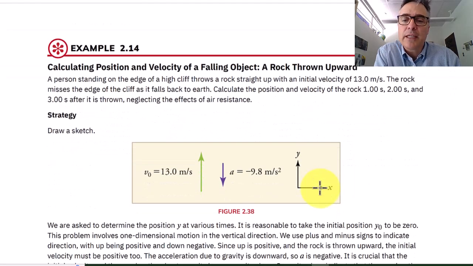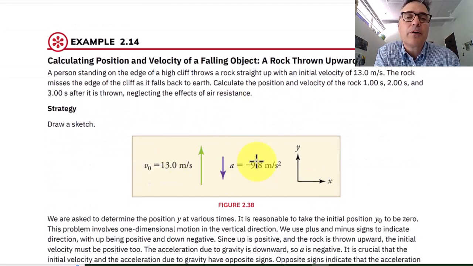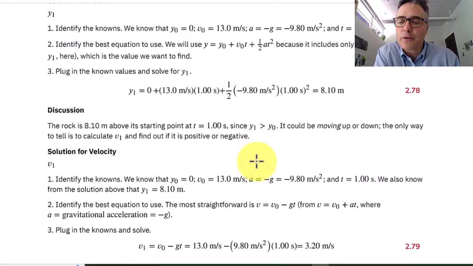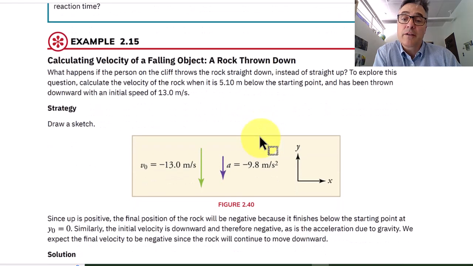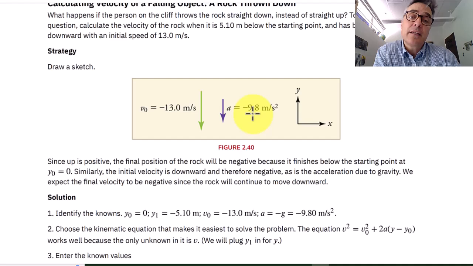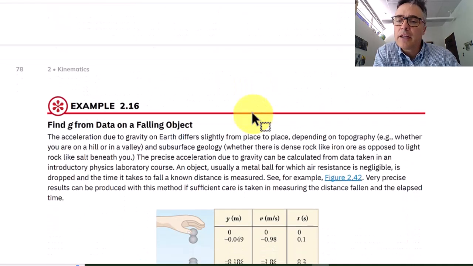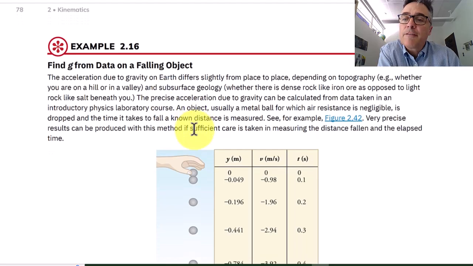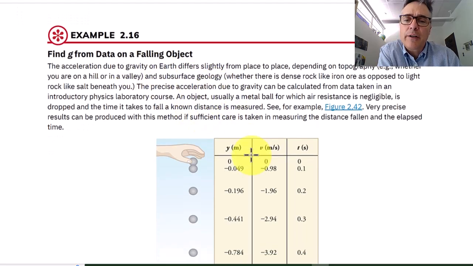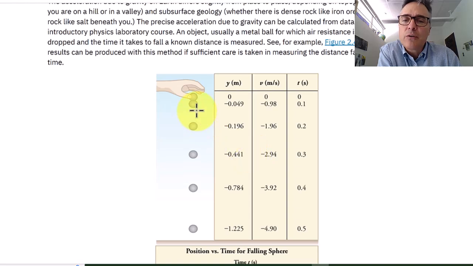There's a couple of good examples. Here's a rock thrown upward. So I encourage you to work through that example. Another example of a rock that is thrown downward, so you can have a negative initial velocity and a negative acceleration. And here's an example I want to pause on, example 2.16, finding g from data on a falling object, because this kind of shows really what happens here.